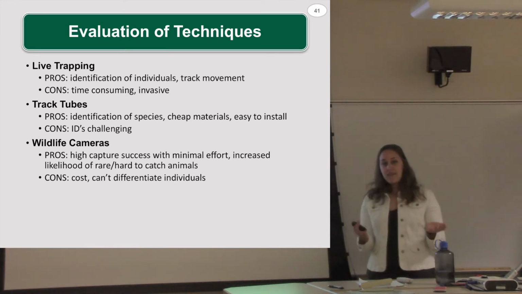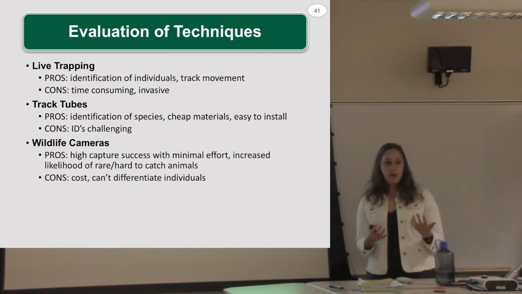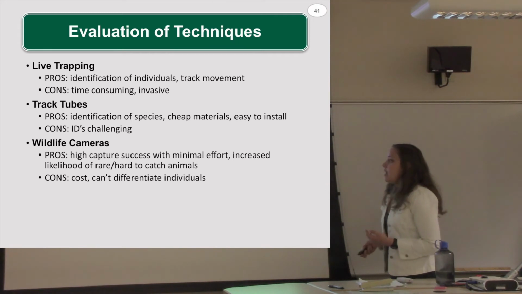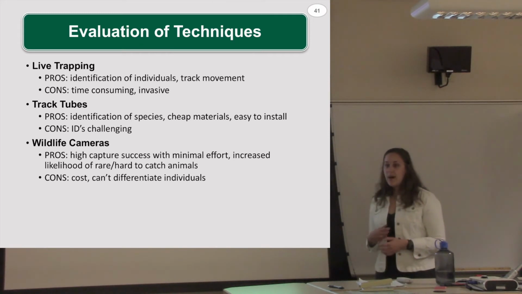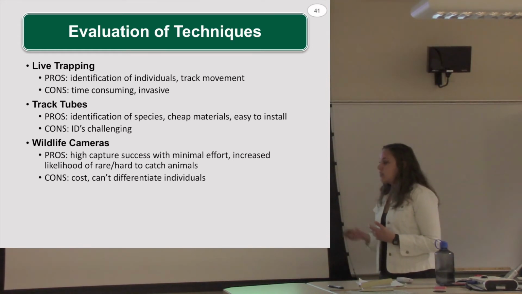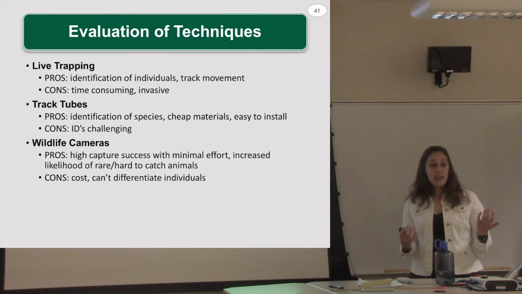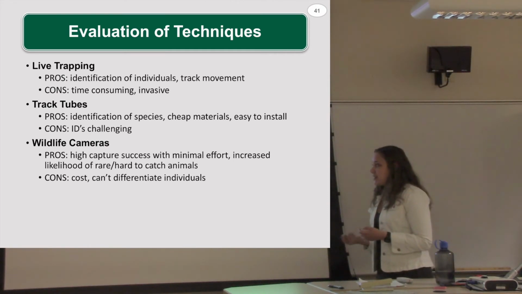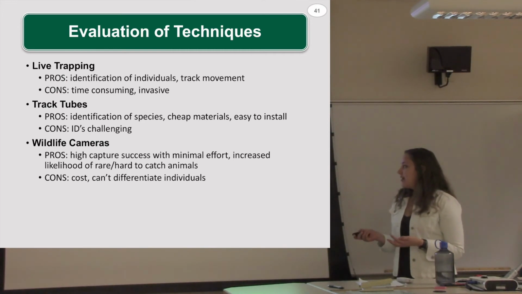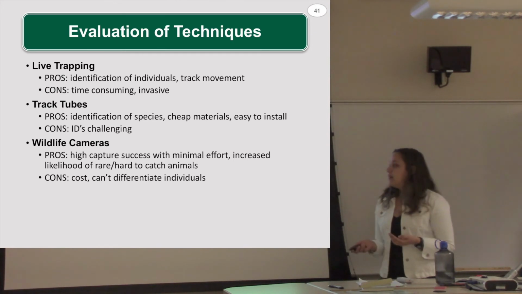My last method was wildlife cameras. This has very, very high capture success with minimal effort. So I would come back with hundreds of photos of small mammals that I could then do a lot of different things with. And it increased the likelihood of rare or hard to catch animals, which was specifically why I wanted to employ them. For example, we captured snowshoe hare on camera that we didn't capture with any other method. However, at this point in time, cameras are still very expensive, and it can be challenging to differentiate individuals and differentiate species.